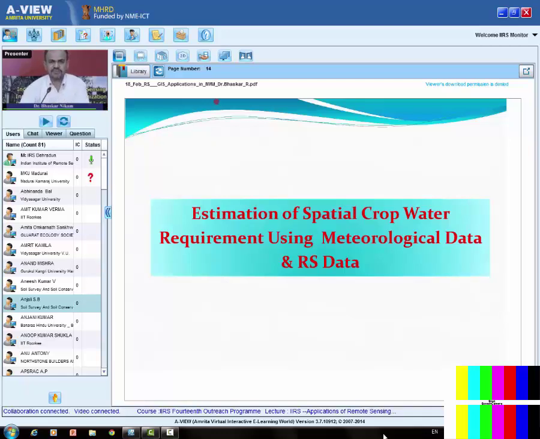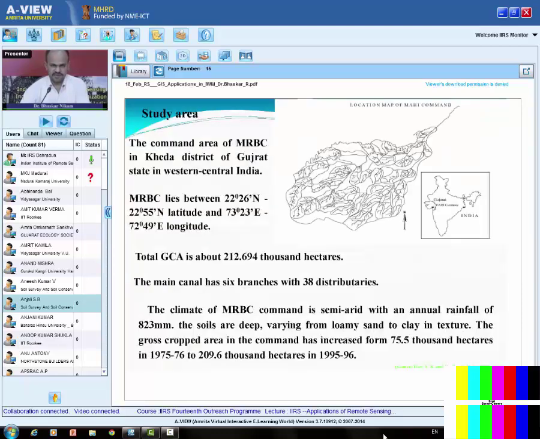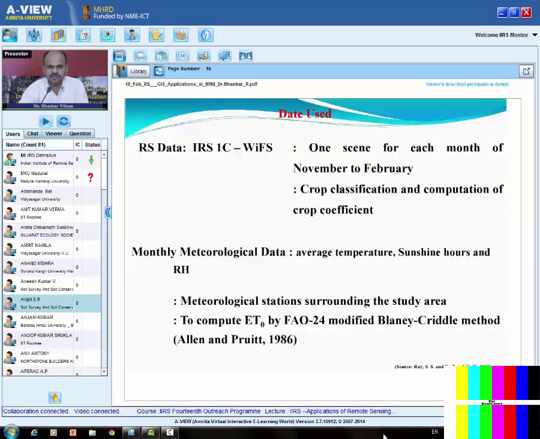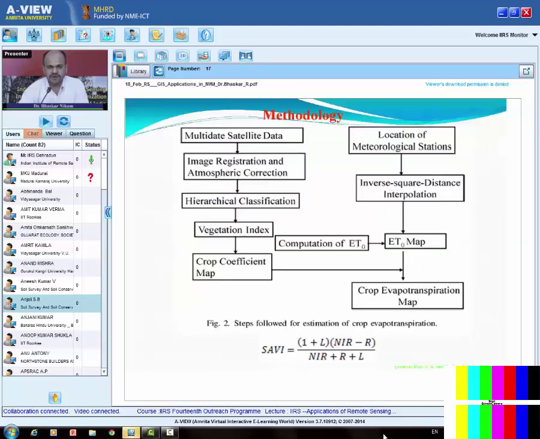We'll start with estimation of spatially distributed crop water requirement using meteorological data and remote sensing input. To describe this, I'll take help of a case study of the Mahi command area from Gujarat, wherein we used multispectral, multi-temporal WiFS data and tried to estimate the crop water requirement and irrigation water requirement of this command. We used the WiFS data and the meteorological data, where we use average temperature, sunshine hours and relative humidity. We have used the FAO Blaney-Criddle method to calculate potential evapotranspiration.